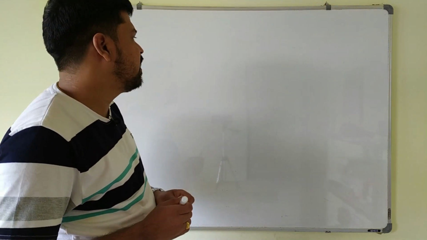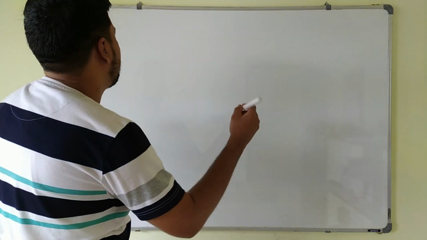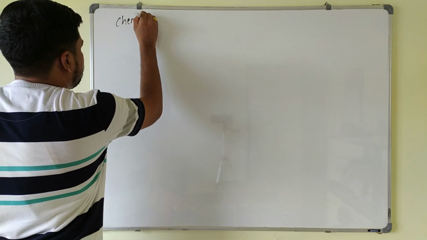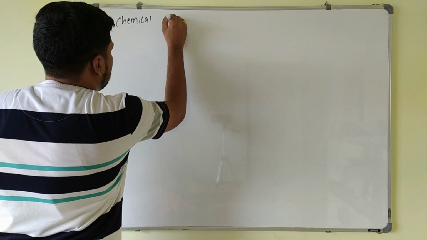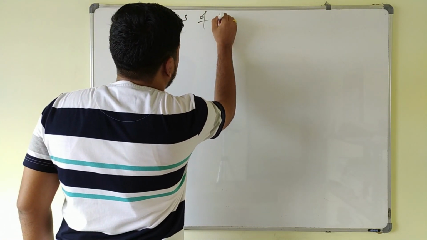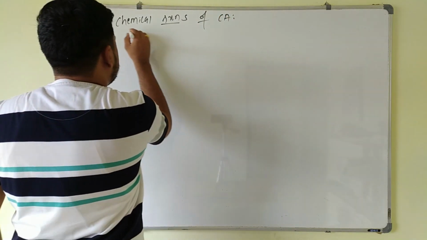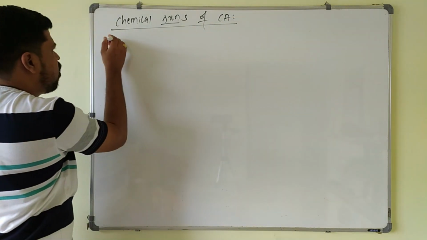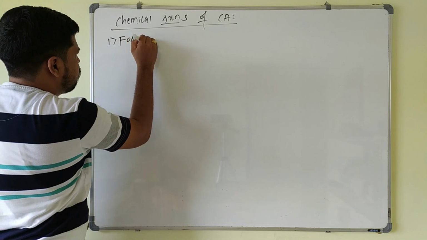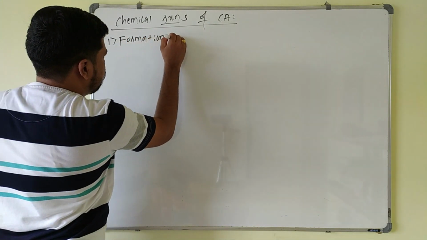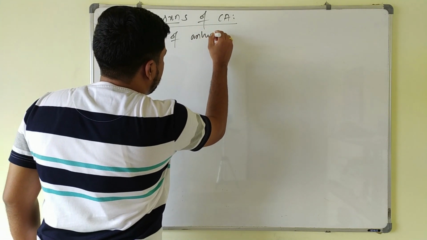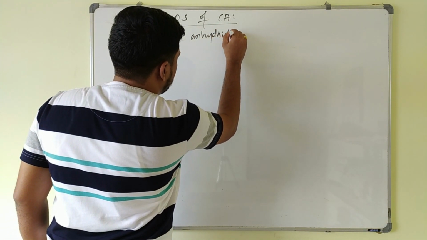Hello students, now we will discuss chemical reactions of carboxylic acid. First one is formation of anhydride.